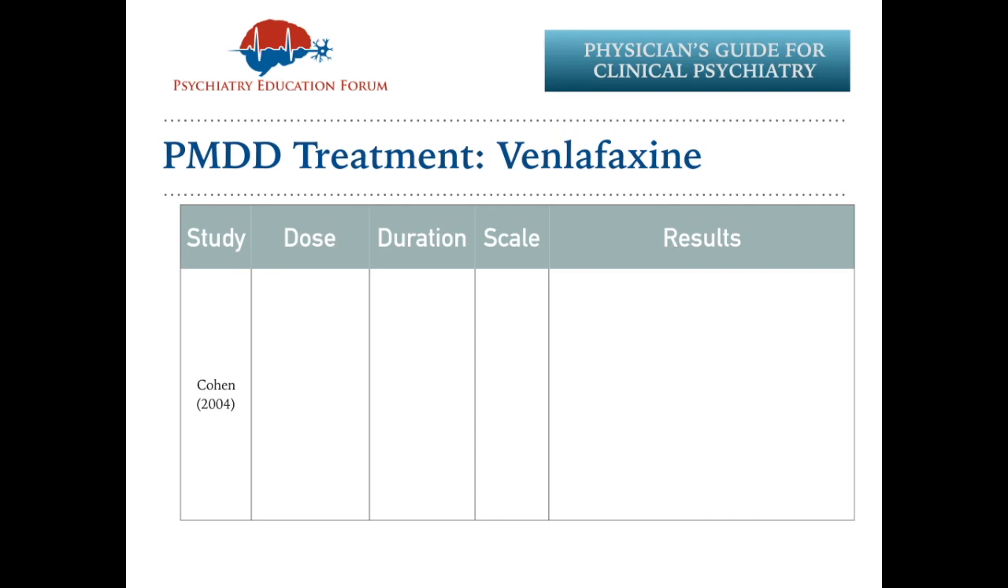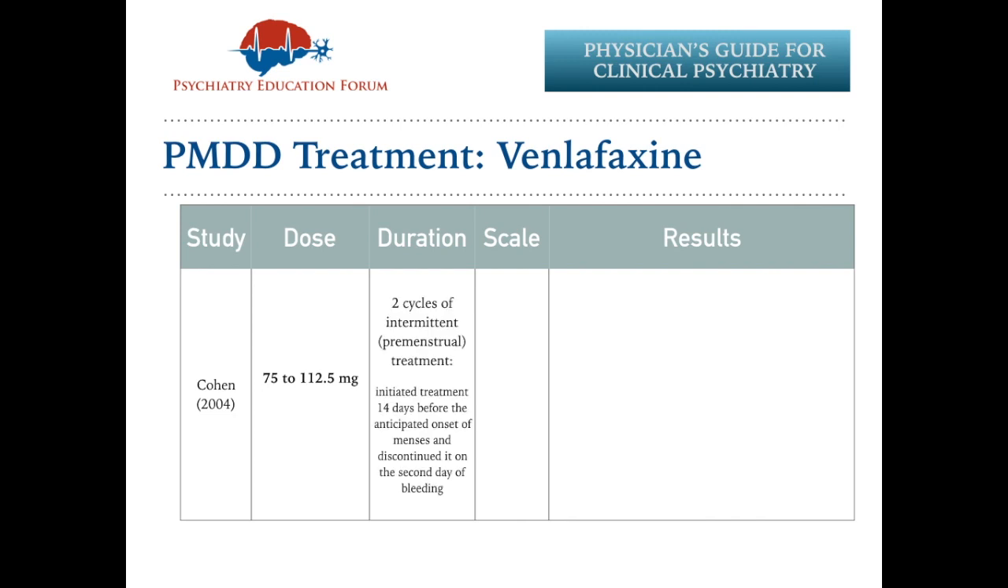He published a study in 2004, used 75 to 112.5 milligram dosing, and they used a luteal phase dosing, and this was started 14 days before anticipated onset of menses, and they were discontinued on second day of bleeding. They used these two scales, DRSP that we know already about, and PMTS, Premenstrual Tension Syndrome Questionnaire. Well, studies were effective. Significant improvement and well-tolerated study.